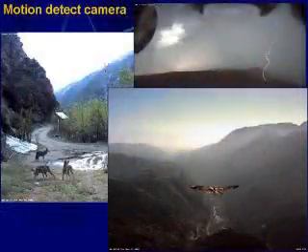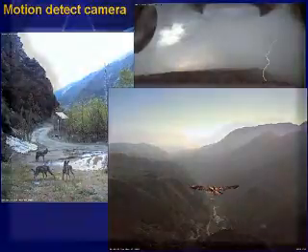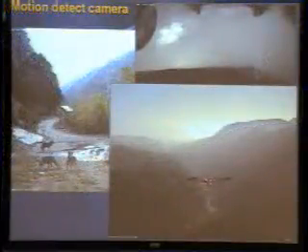Here's an example of motion detect cameras. Those are used to watch wolf behavior at the California Wolf Center. So you can see that we detected some wolves in the movement.